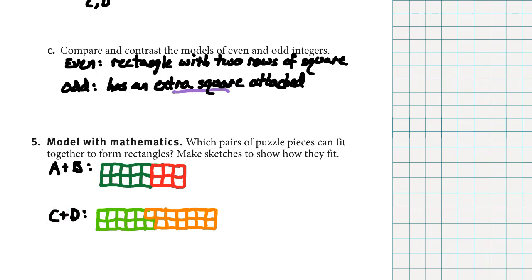Number 5, which pairs of puzzle pieces can fit together to form rectangles? We could fit A and B together. A picture of that would look like this. Here are the 10 squares from A and the 6 squares from B. We could fit figure C and D together. Here are the 11 squares from C, and then the 13 squares from D.